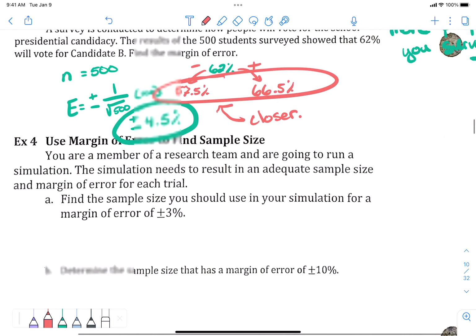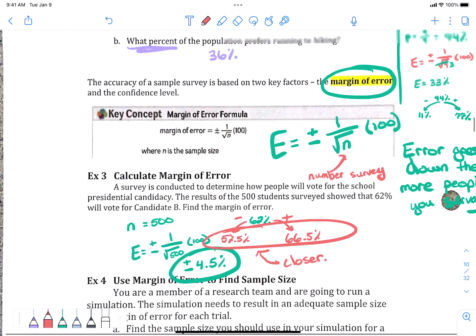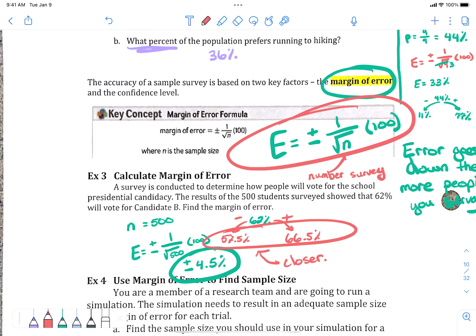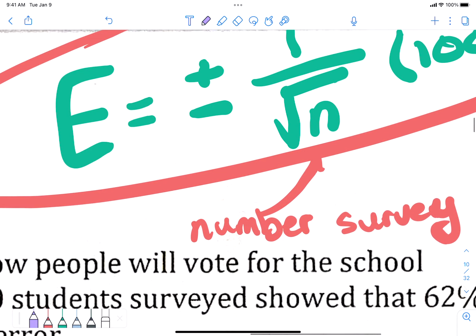Using the margin of error to find the sample size. So here's what's happening. Ready? Okay. Over here we have this equation for margin of error, and instead of working that equation, they're wanting us to solve for n, and they're giving me this. Okay. So here's what we're going to do really quick.